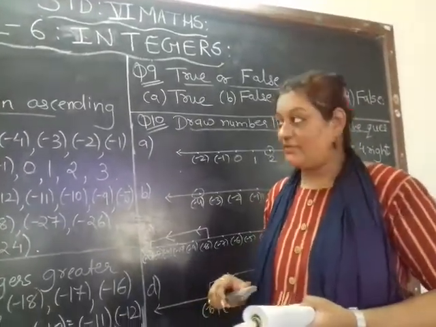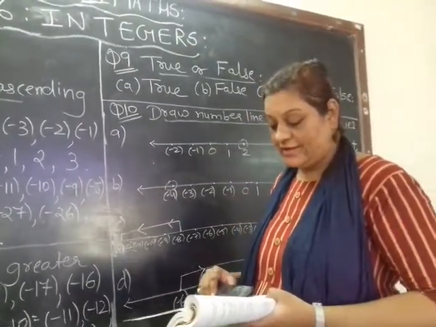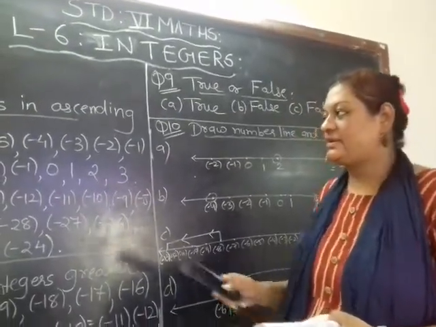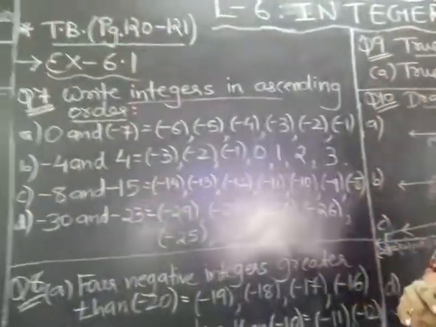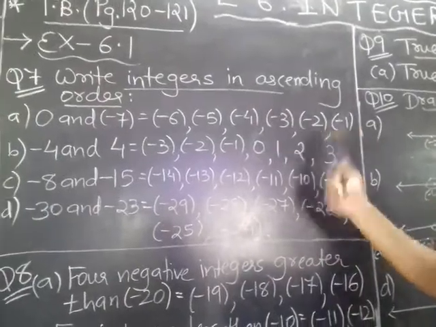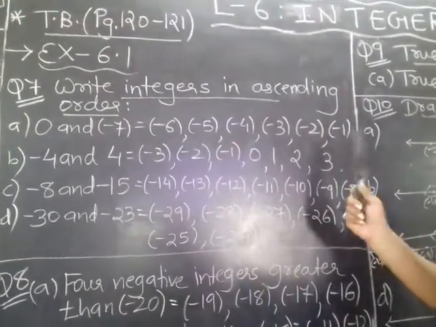Okay, moving further with question number 7. The heading is: write all the integers between the given pairs. These are the pairs. In between we have to write the integers in ascending order. Ascending means small to big.